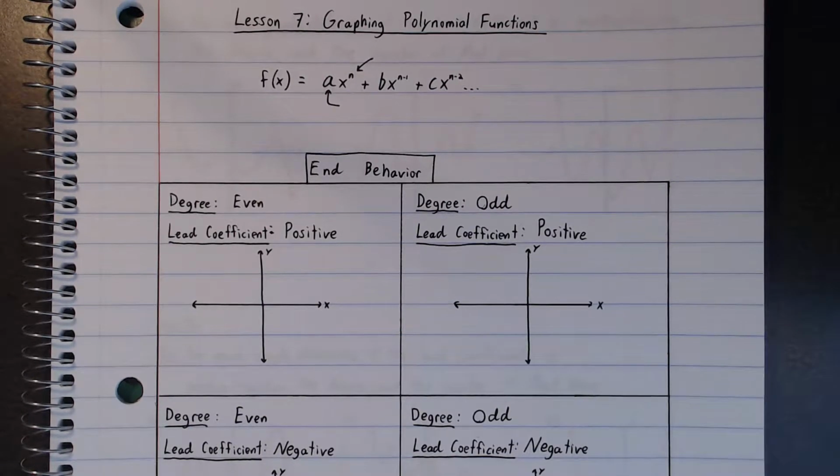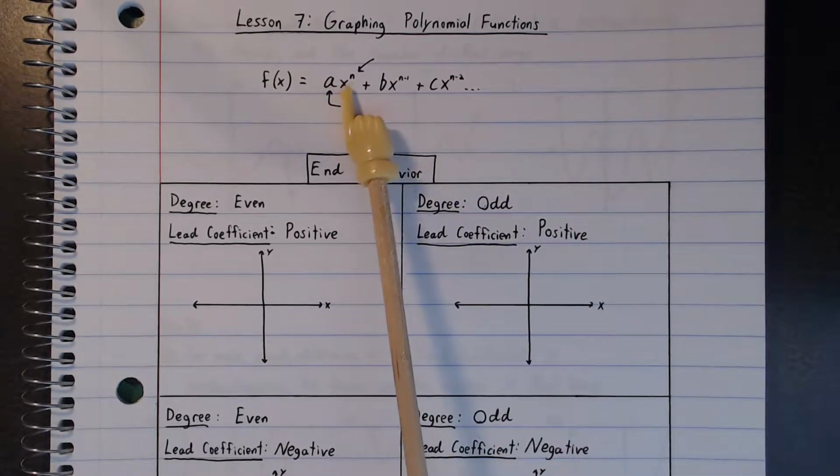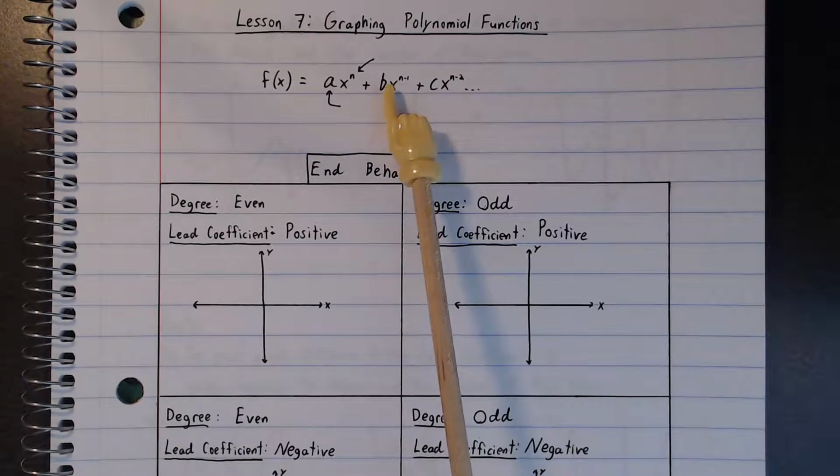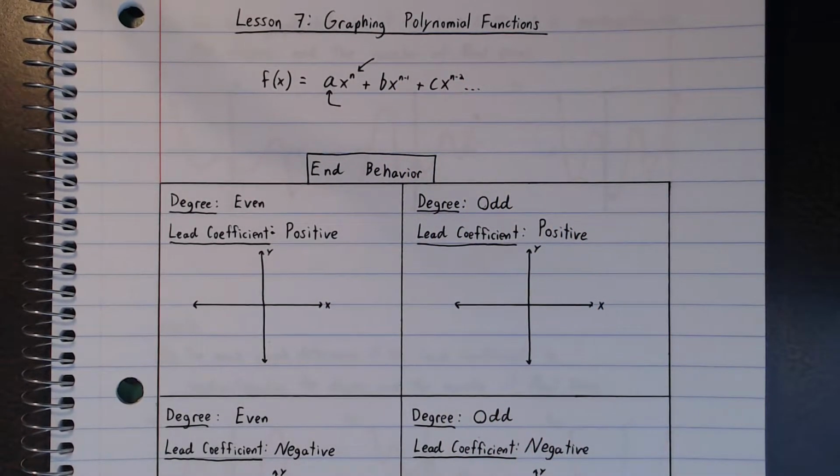First of all, we need to have a polynomial function written in standard form. Standard form means that we have the highest power first, and then we write them all in descending powers, right? So I have x to the n, and then I would have one less, and then one less than that. Okay, so that would be in standard form.